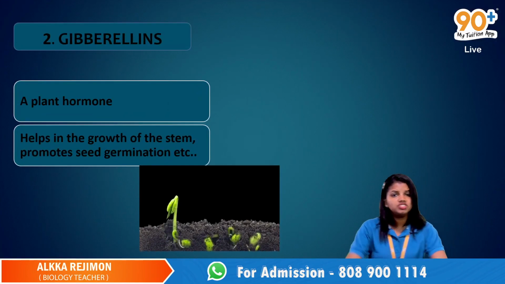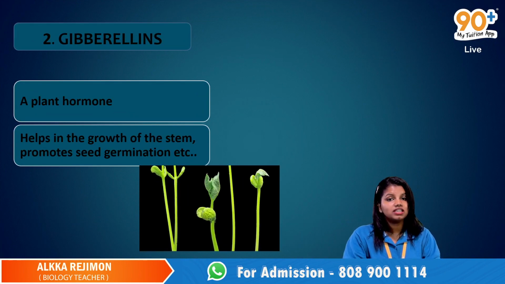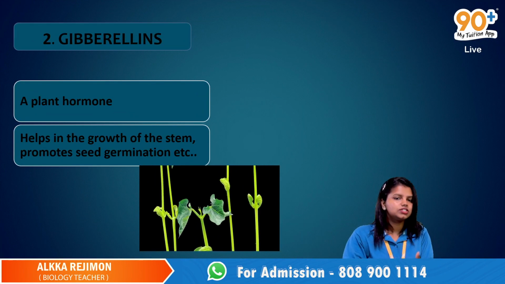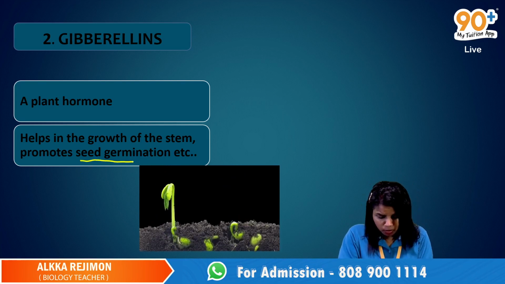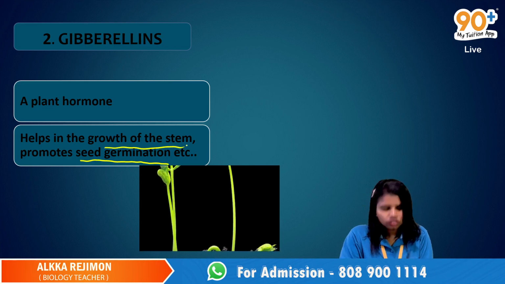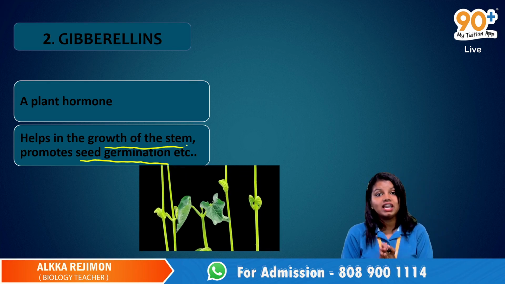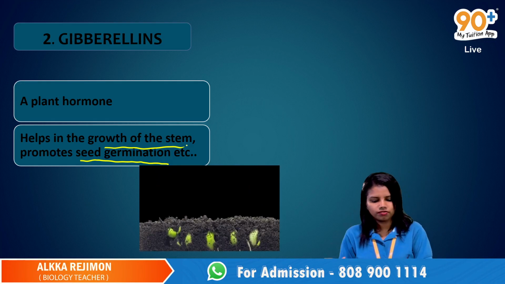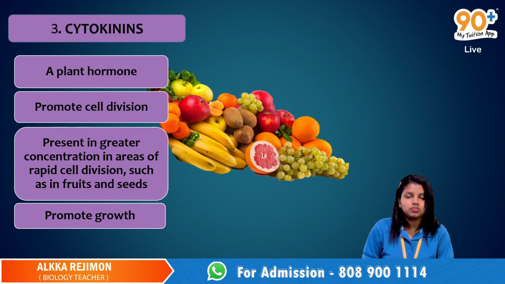And then you have gibberellins. Gibberellins are another plant hormone, basically the ones that help in seed germination. So it promotes seed germination, growth of stem, etc. So basically it also has an elongation function, but germination is one of the most important functions done by gibberellin. Then comes the cytokinins.